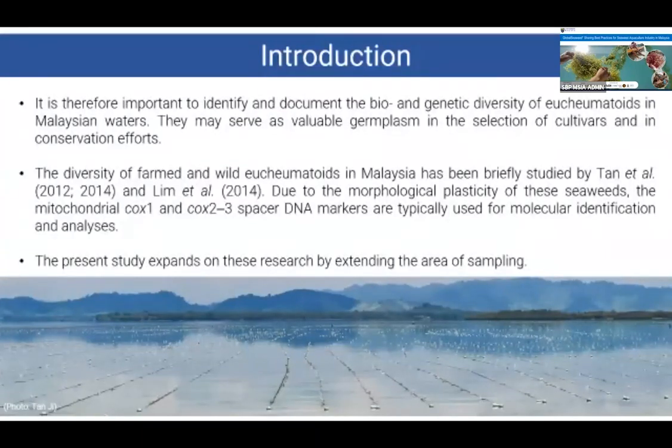The diversity of farmed and wild eucheumatoids in Malaysia has been briefly studied by Tan et al., as well as Lim and co-workers in 2014. The identification of seaweeds is usually performed using DNA markers, especially the mitochondrial encoded COX-1 and COX-2,3 spacer markers. The present study expands on this research by extending the area of sampling.